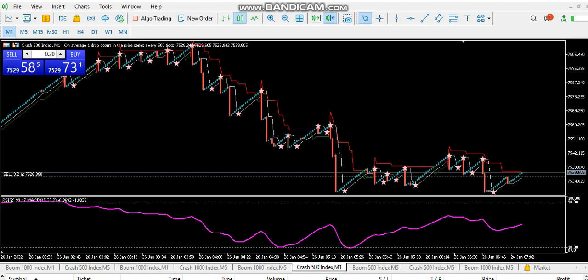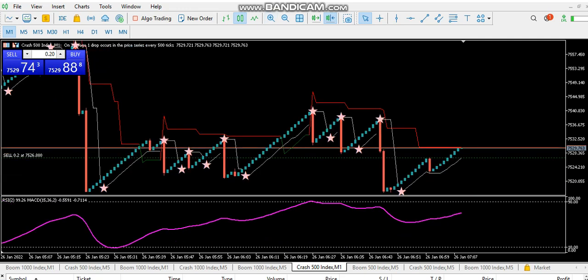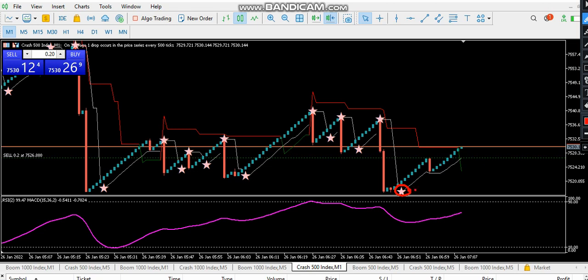You can see that when your star appears, it is an opportunity for you to enter the trade, like what happened here now. Let me just zoom out so you can see very clearly. Look at this quickly. The market after this spike move began to soar up, right? Good. Once this star appears, look at it very well, it's an opportunity for you to enter the market.